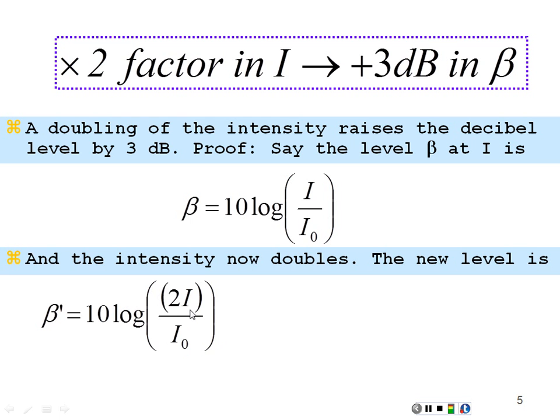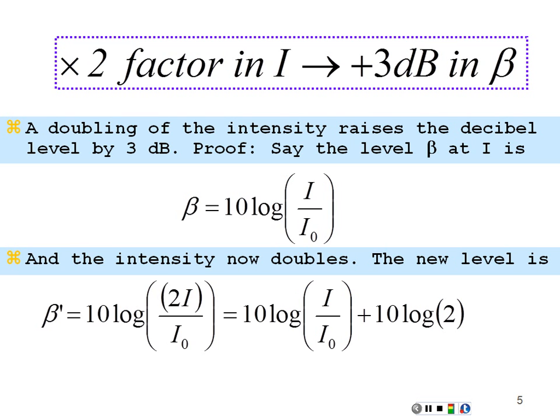But we know with logarithms we can separate the product. And so now we have 10 log I over I naught plus 10 log 2. This 10 log I over I naught is our original decibel level. And the 10 log 2, if you were to calculate that out on your calculator using log base 10, comes out very, very close to 3.0 something. So we have that our new intensity level is our original intensity level plus 3 decibels. So by increasing by a factor of 2, we increase our decibel level by 3 decibels.